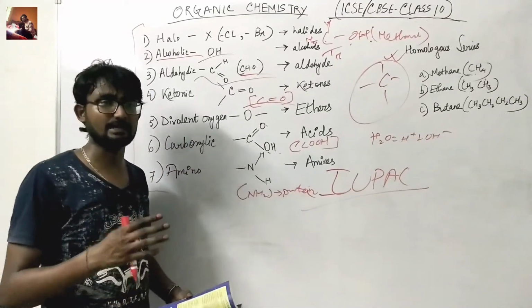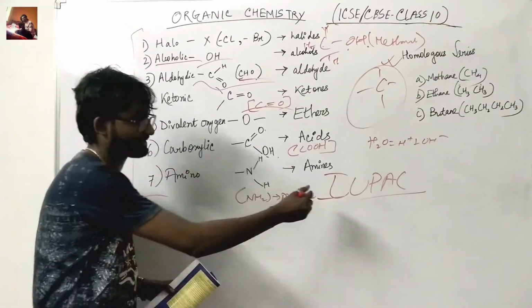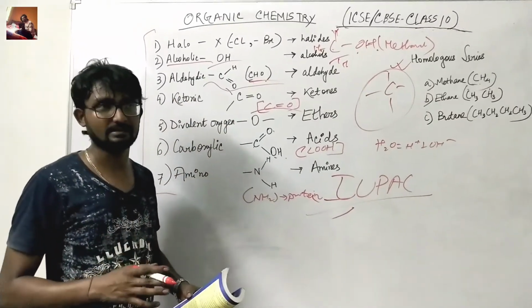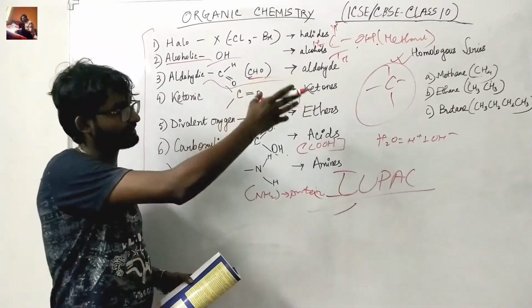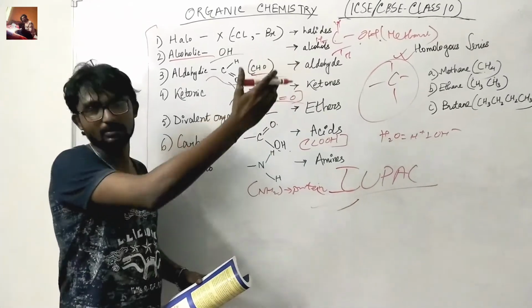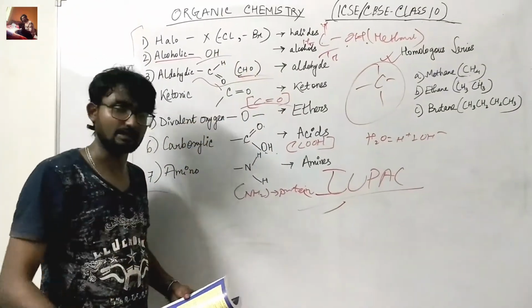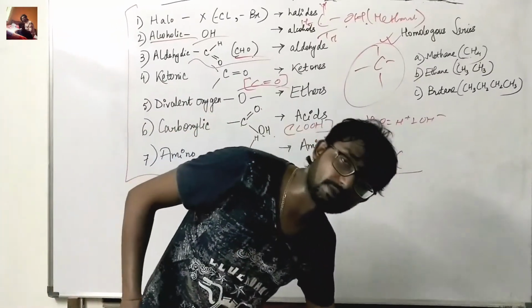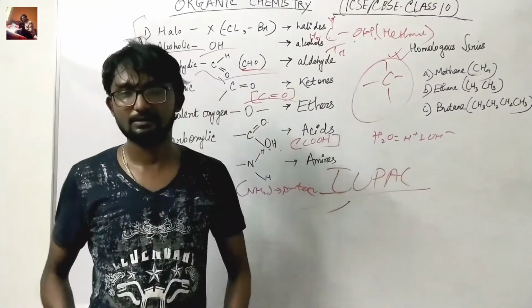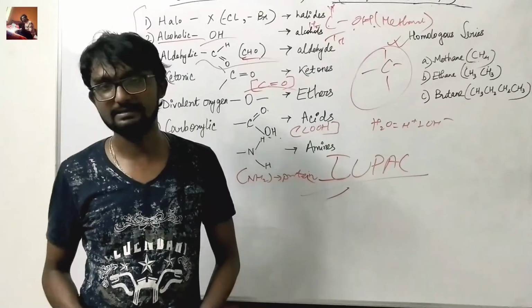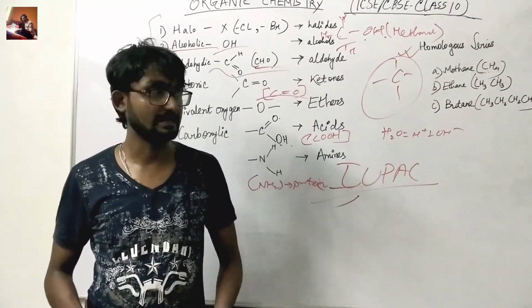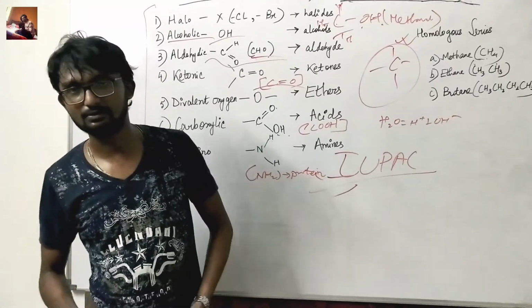In the next class, I will come back with the IUPAC nomenclature, naming of the compounds, and some methods of producing the basic homologous series like ethane, methane and all. And I will go through some theory of hormones as well as the reproductive system of humans for the class 10 or 9 syllabus.